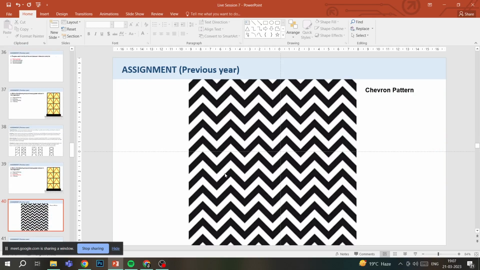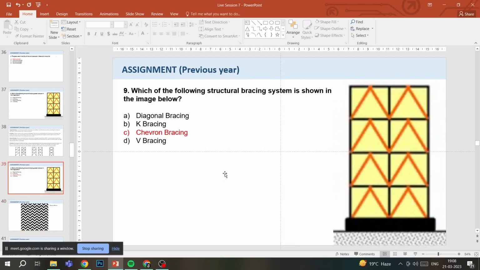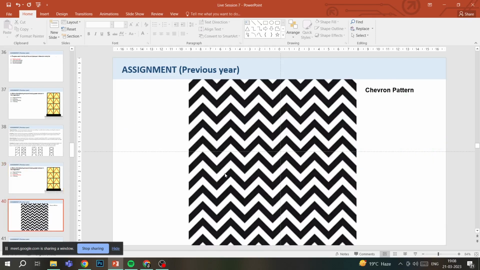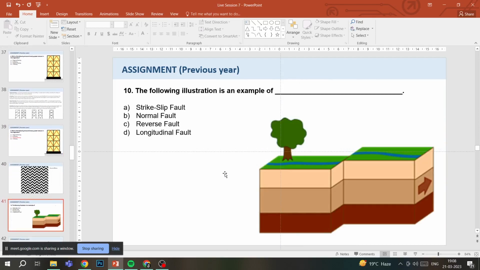Also, just for people to remember this, because chevron may be a new or confusing word: this pattern, the whole zigzag pattern, is actually called the chevron pattern. Like we saw with the zigzag bond used in floors, this is exactly how it looks. So you can remember this zigzag pattern as the chevron pattern, and maybe you will remember this kind of question with the help of that.